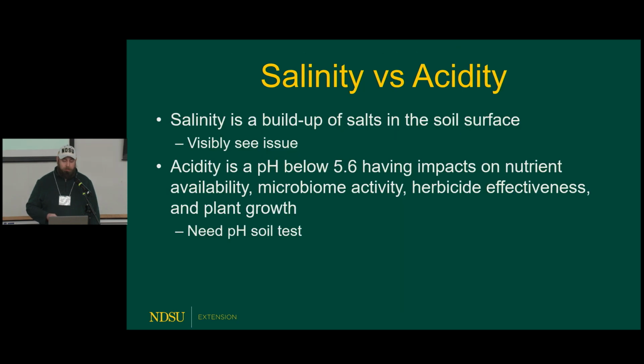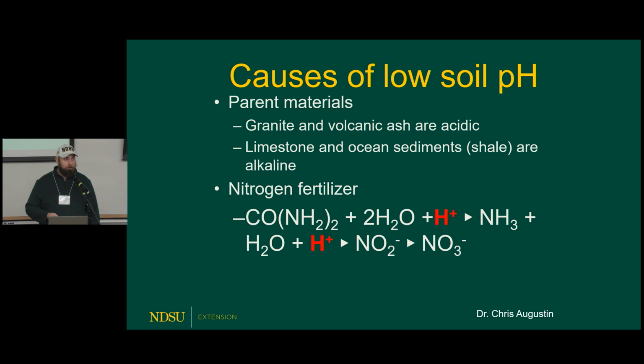Acidity, really what we're seeing is anything below 5.6. I've seen as low as 3.9 out in western North Dakota. And this has a lot of impacts on different things, okay? So there's a couple different ways you can get low pH soil. We do have some landscape acidity, on side slopes and that kind of stuff. But what I'm really talking about here today is acidity formed by nitrogen fertilizer.